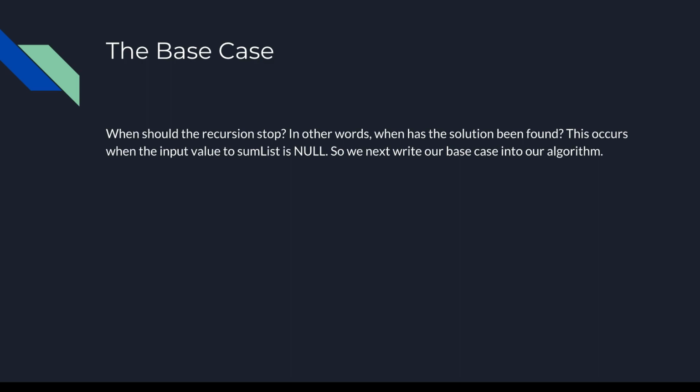So, when the recursion reaches the base case and there are no more nodes left to add, it will return 0 because we don't want to add any other integers to our sum. We can write this into our algorithm using an if statement like so. If head is null, return 0. This will return 0 and stop the recursion.